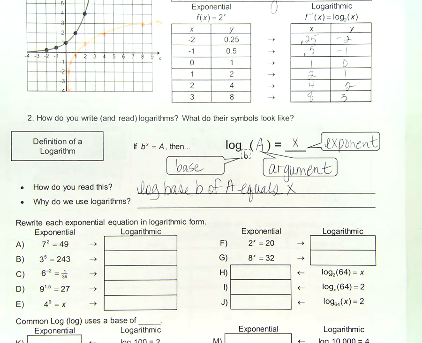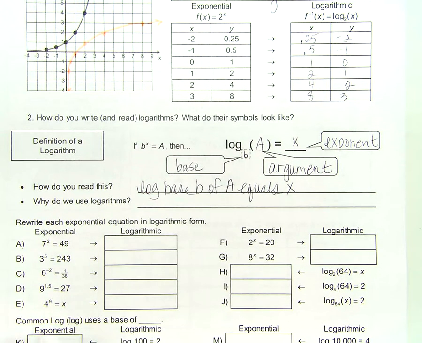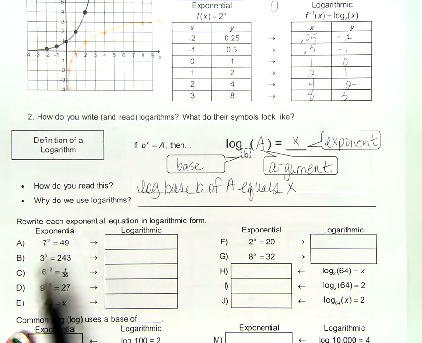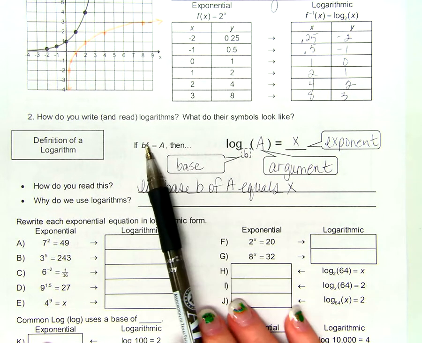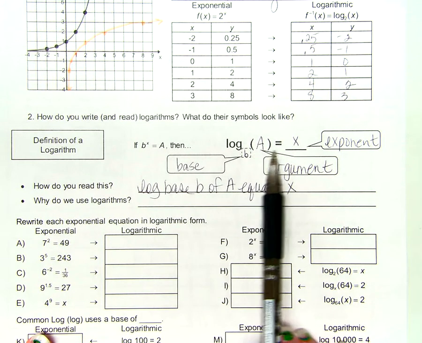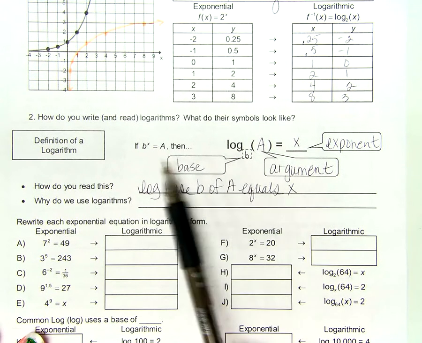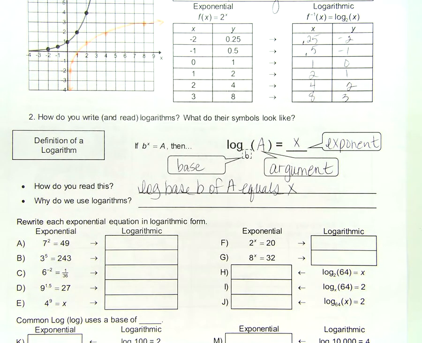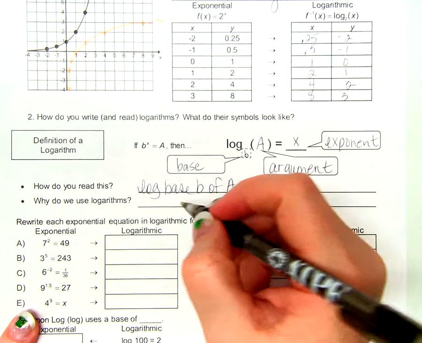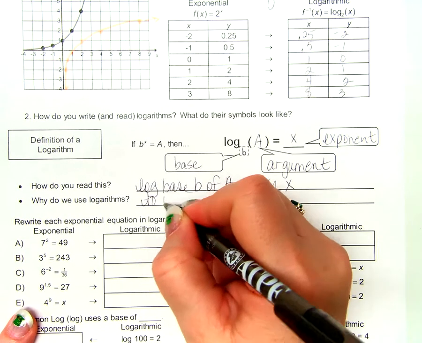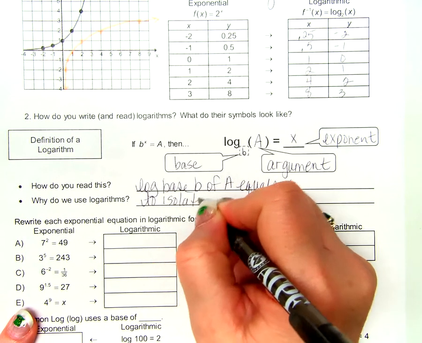Why do we use logarithms? This is another big deal here. Why do you think we would use a logarithm? What's different from here than here? What can I get to here that I couldn't get to here? The exponent. It's a way to isolate the exponent.